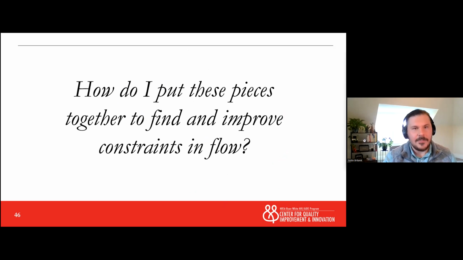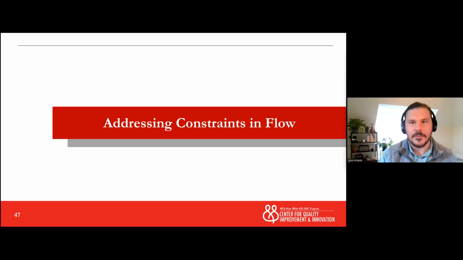So the next step is you've got your process, you've walked it, you've mapped it, you've sat with a team, and you are ready to go. So how do we start quantifying? How do we start really seeing? If I have a good map I'm happy with, how do I systematically start using it for improvement, to address some constraints of flow?